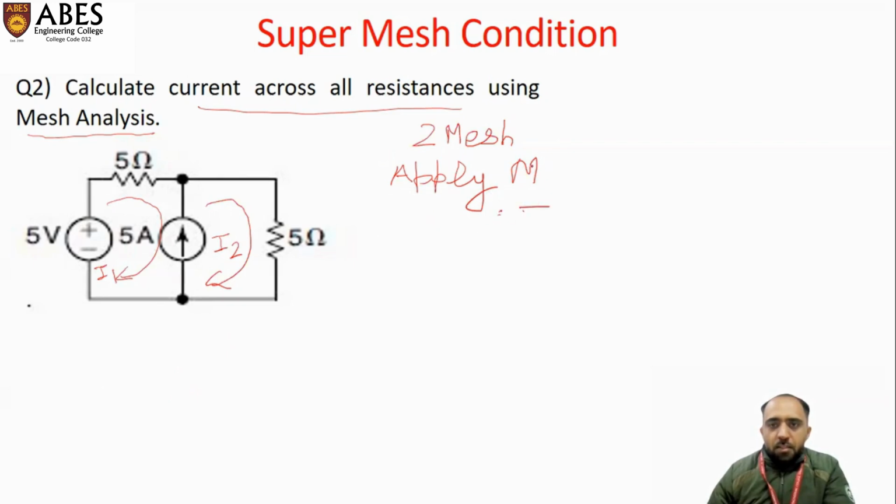So I'm applying KVL at the mesh outer loop, because we are unable to apply KVL in mesh 1 and 2 separately, as we don't know the voltage across the 5 ampere current source. So what is the alternative?